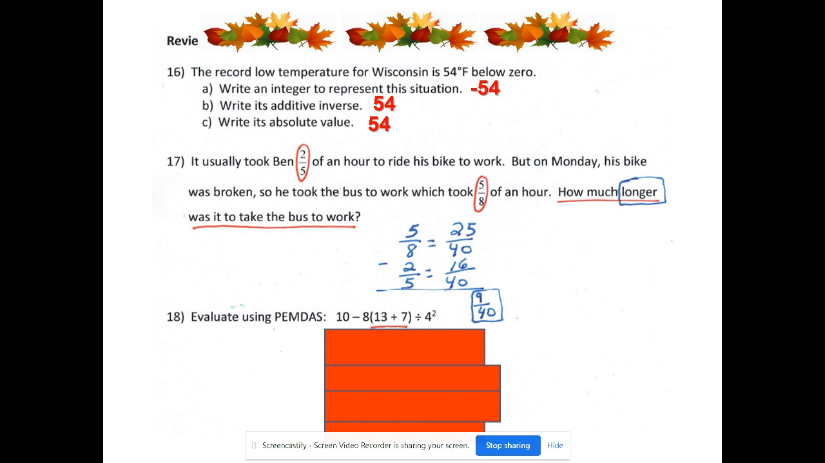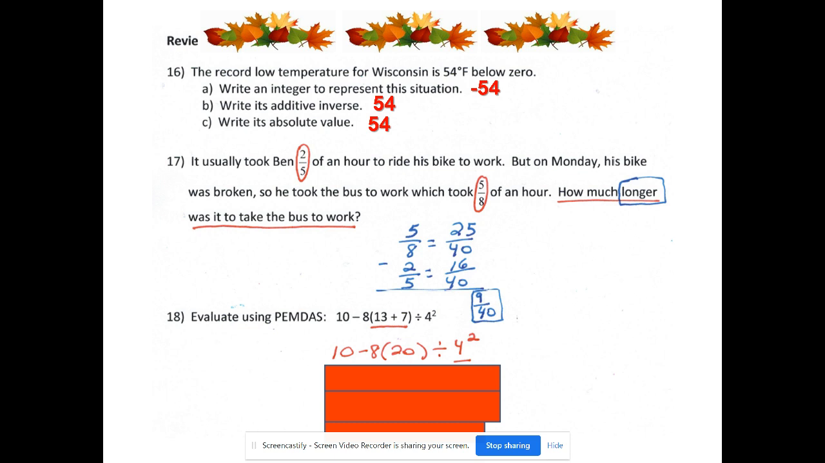Okay, for number 18, it says evaluate using PEMDAS. We have 10 minus 8 times 13 plus 7 divided by 4 squared. Now, if you know how to type this into your calculator, you can get the answer in one shot. If you have to use the order of operations, the first thing for PEMDAS we have to do is what's in parentheses. So 13 plus 7 is 20. So we have 10 minus 8 times 20 divided by 4 squared.